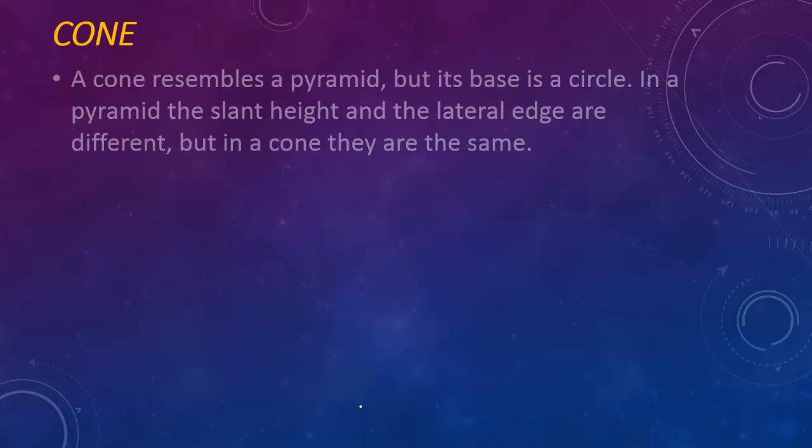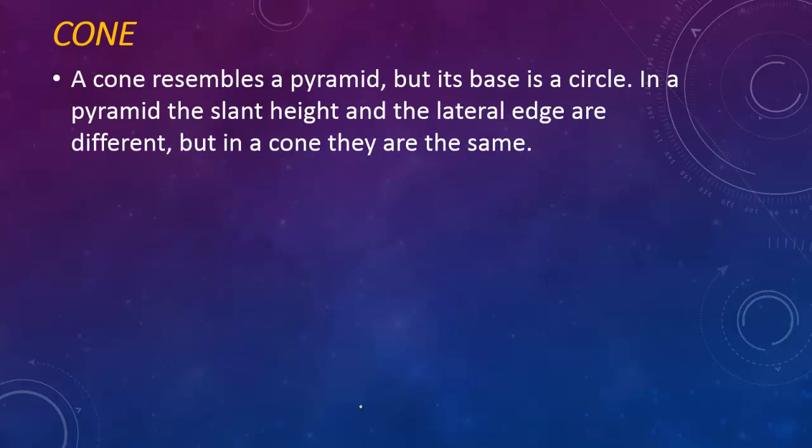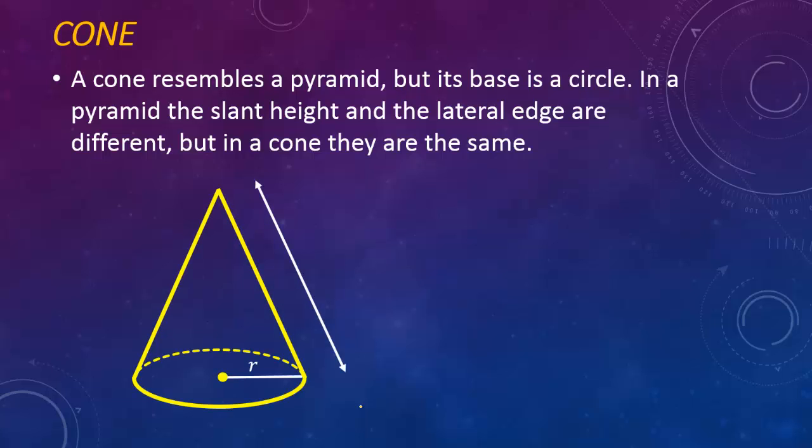All right, cone. A cone resembles a pyramid, but its base is a circle instead of a polygon, like in the case of a pyramid. Now, in a pyramid, the slant height and the lateral edge are different, but in a cone, they're the same thing. So we're just going to refer to it as the slant height. So here we would have our cone with our radius, and that would be the slant height right there.